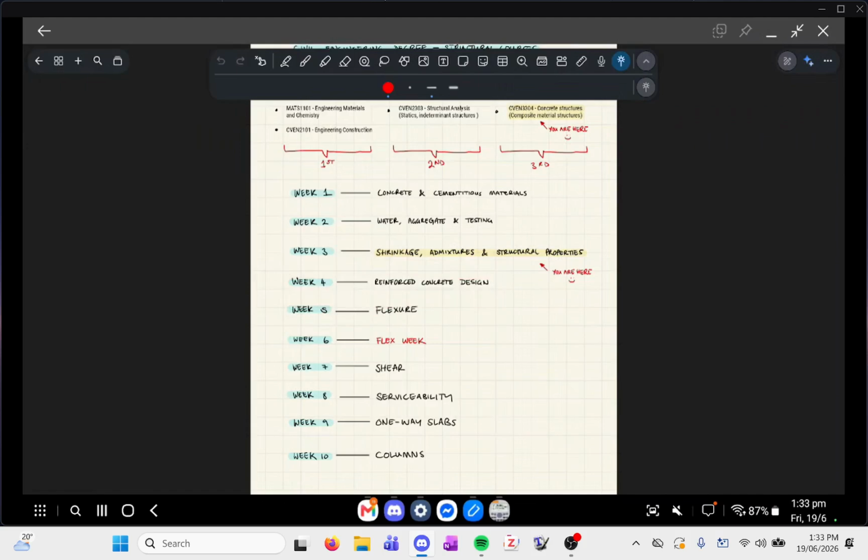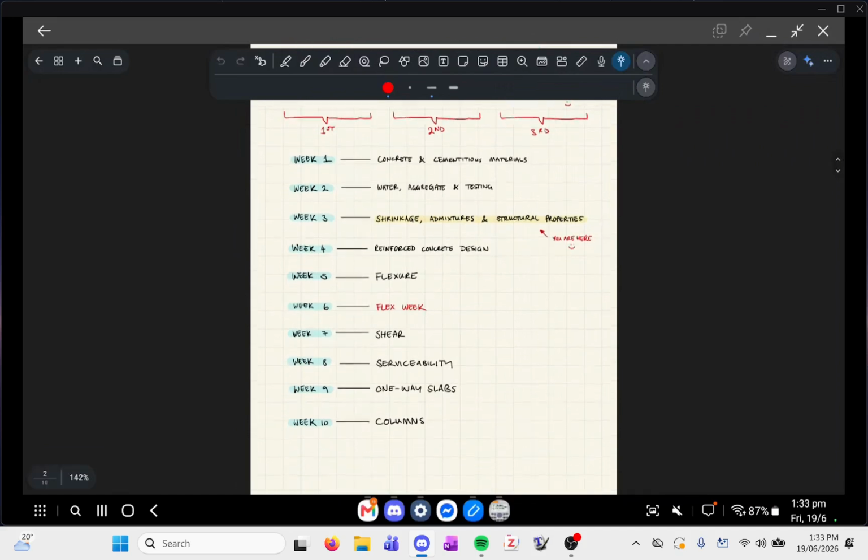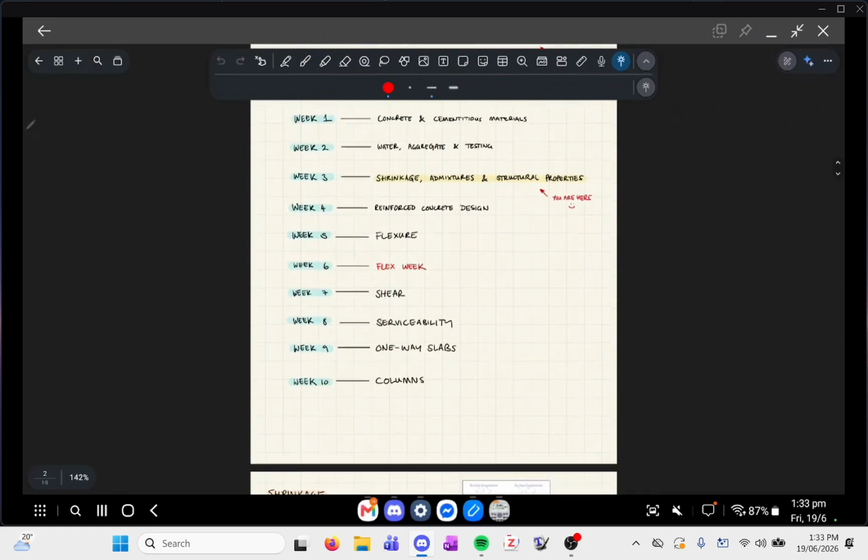But for now, we're still mostly focusing on the concrete material itself. And then from week 5 onwards, we're going to be focusing on basically, well, the way they'll work is these 3 are related to the design of beams, which we'll go through slowly. And then this one is your slabs. And then this one, of course, is just columns.